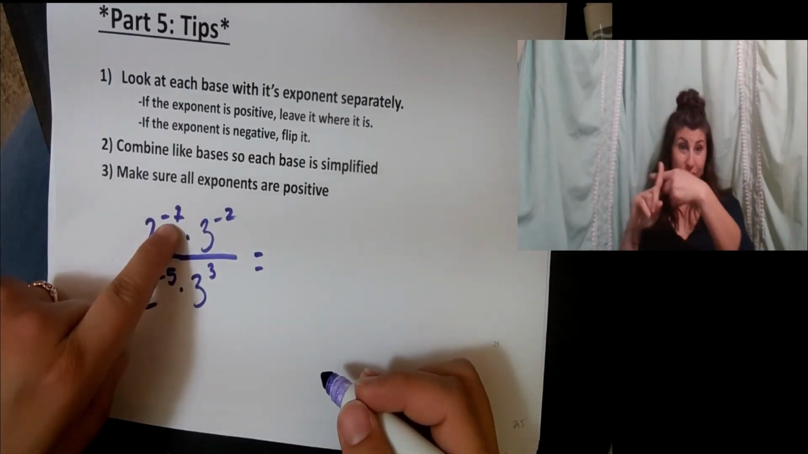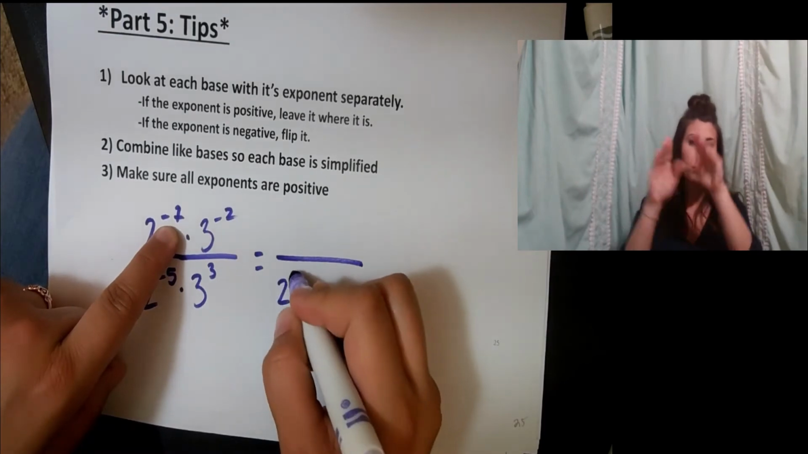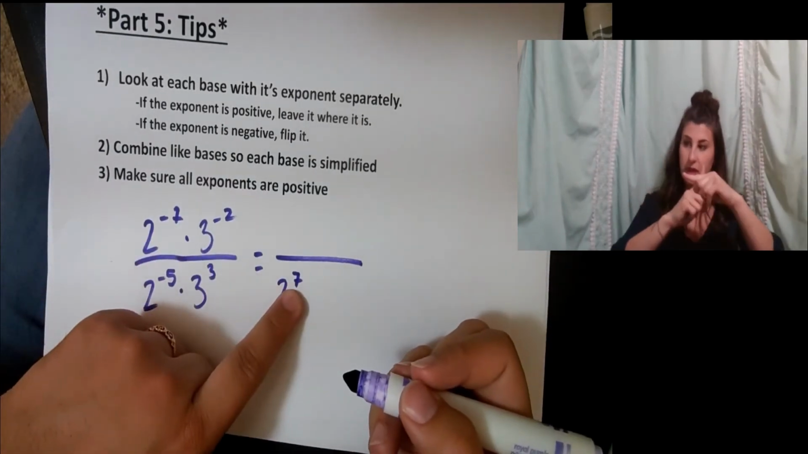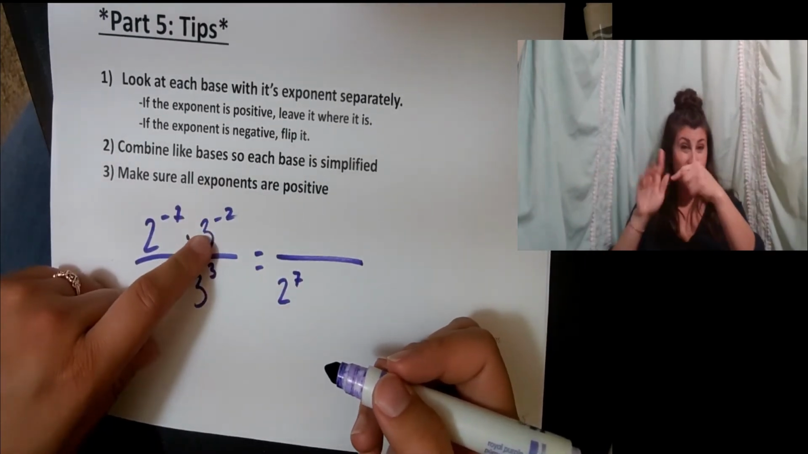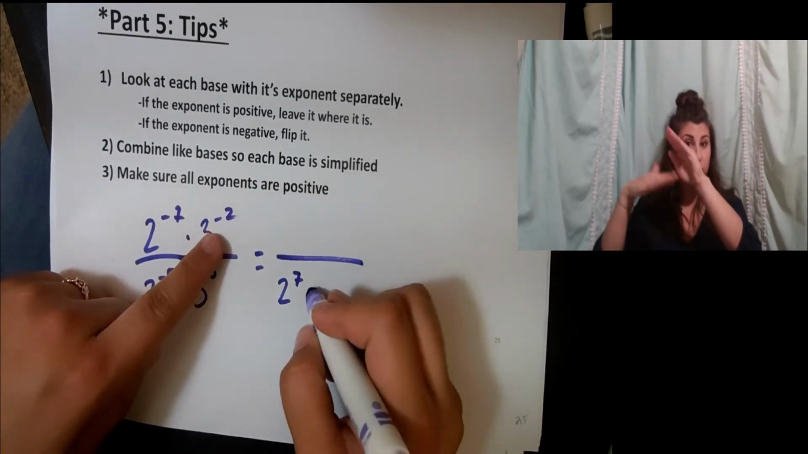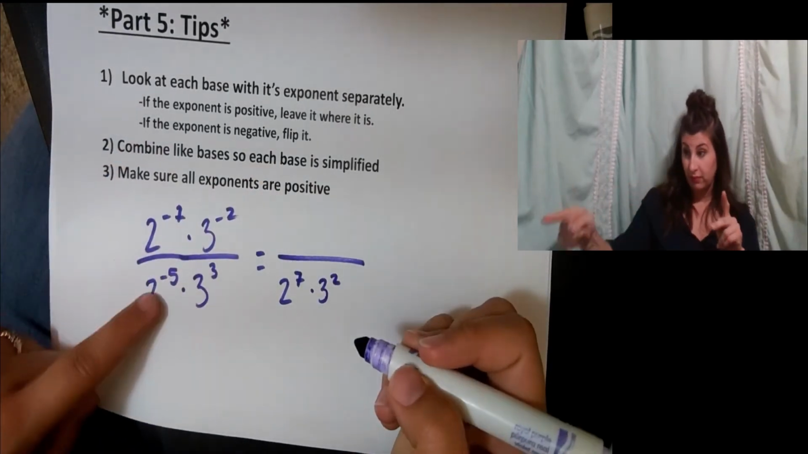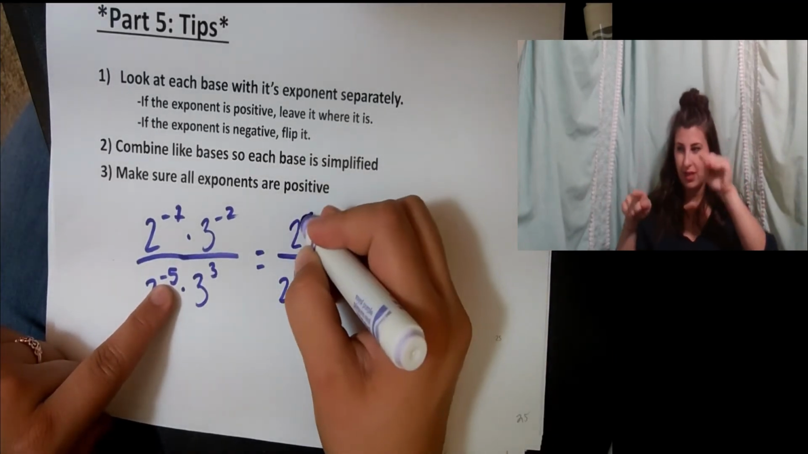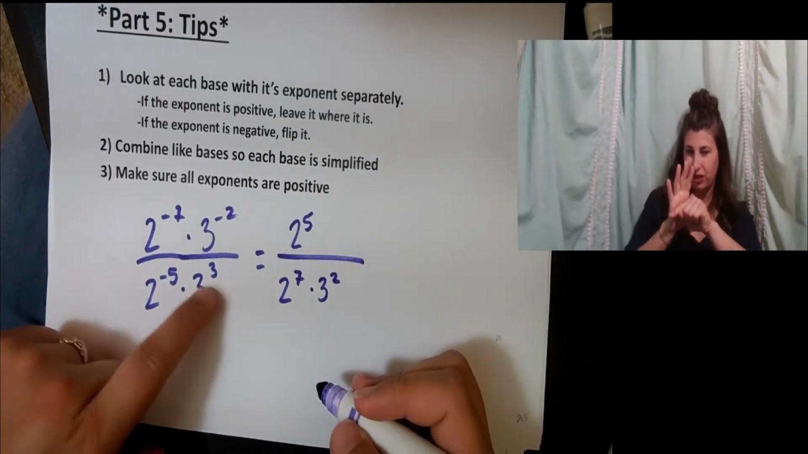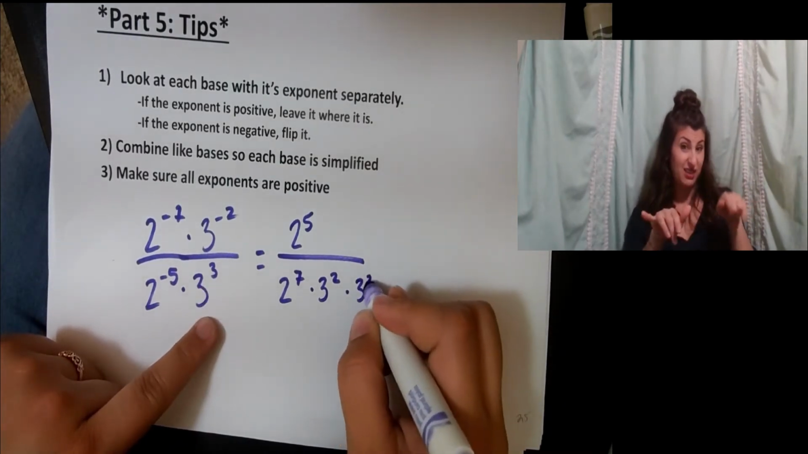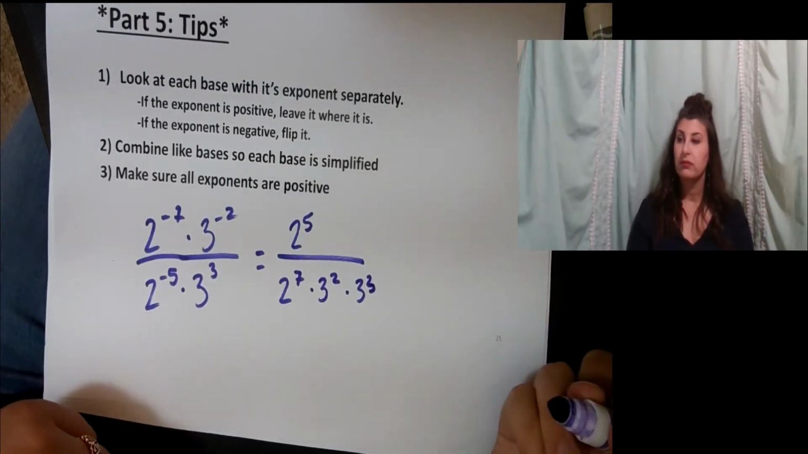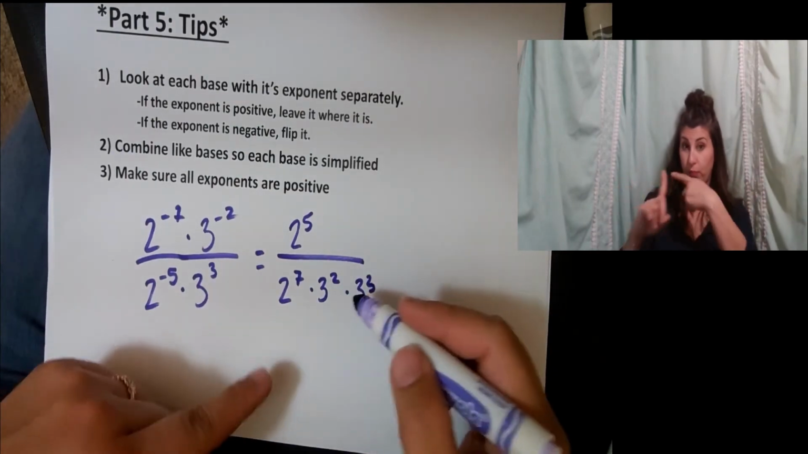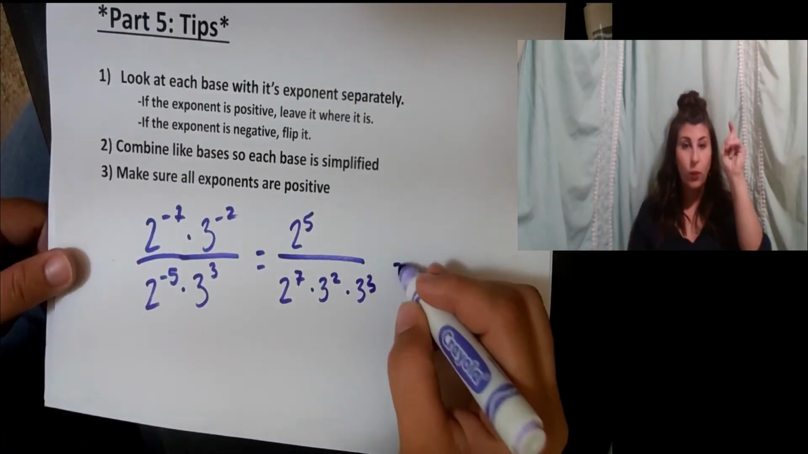Okay, is this positive or negative? It's negative, so it's going to go on the bottom and become positive. Here, is this positive or negative exponent? Negative, so it's going to go on the bottom. Okay, now look at this one. Is this one positive or negative? Negative, so it's going to go on top. Okay, is this positive or negative? Positive, so it's going to stay on bottom. And then at this point you have all positives, then you can start combining if needed.